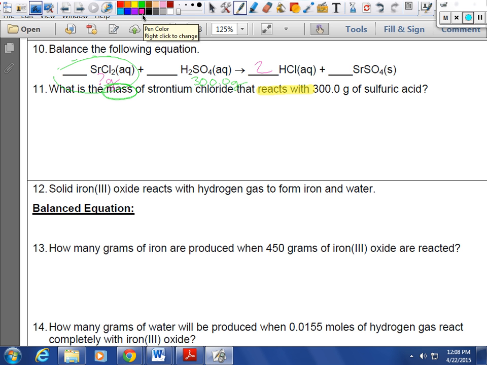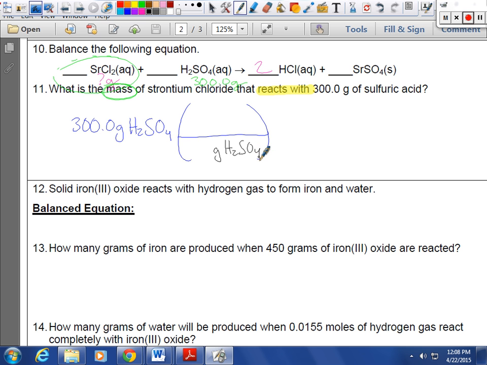So let's go from there. I've got 300.0 grams of H2SO4. Okay? What unit are we going from and to? Gram to gram. Okay? So I know I've got to get 3 in here. So I've got grams of H2SO4. And what do I have to go to first? Can I go from gram to gram in one step? Nope, sure can't. That's going to mess me up. I've got to get it to moles first.